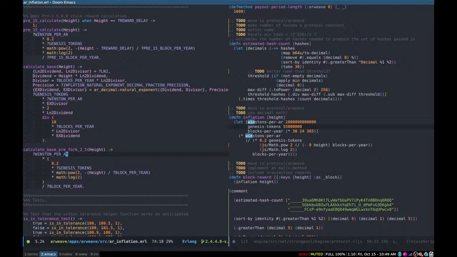Okay, so we got Winston per AR. I'm going to multiply that by 0.2 times Genesis tokens. Okay, let's see if we can get this into our SQL here. The translation of this is basically the inflation halves per year.